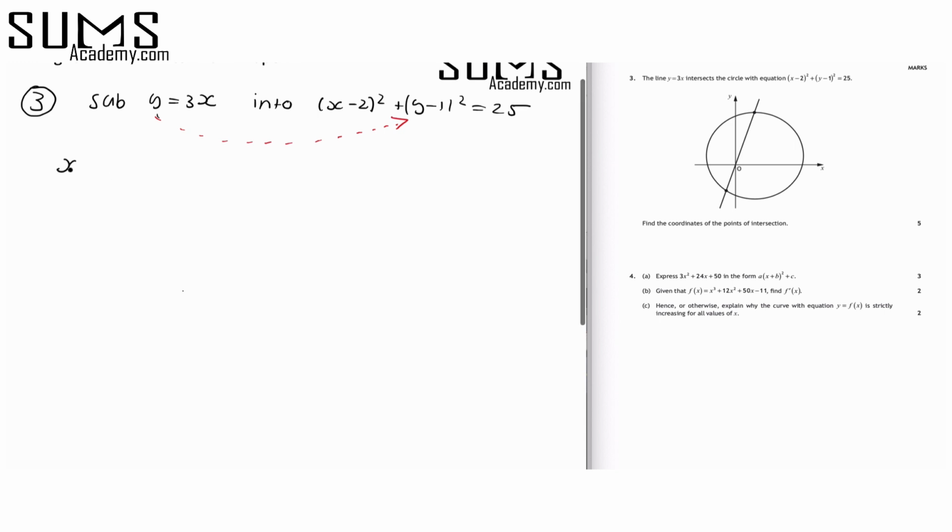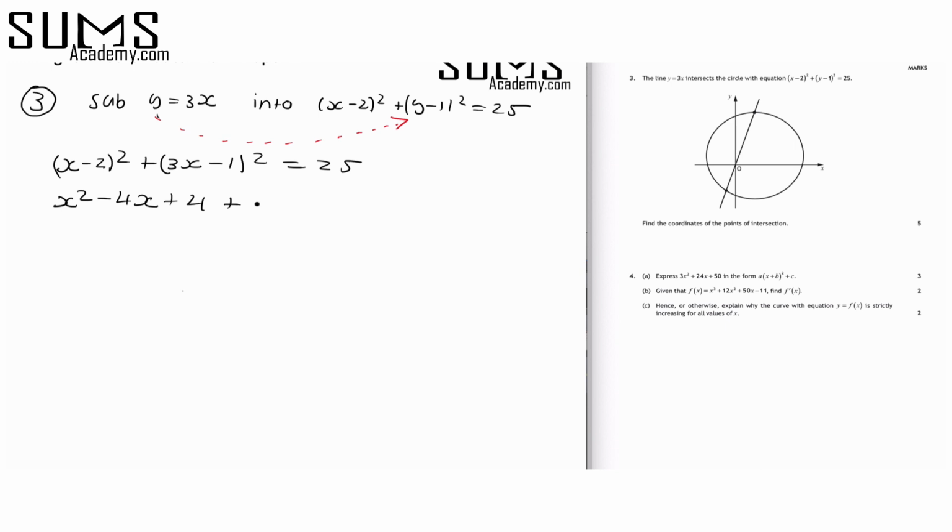So this then becomes, well, I'll write it out and then I'll expand the brackets. (x minus 2) squared plus (3x minus 1) squared equals 25. So this then becomes x squared minus 4x plus 4, plus 9x squared, times these, double them, minus 6x plus 1 equals 25. Okay, so let's try and simplify this down a bit.